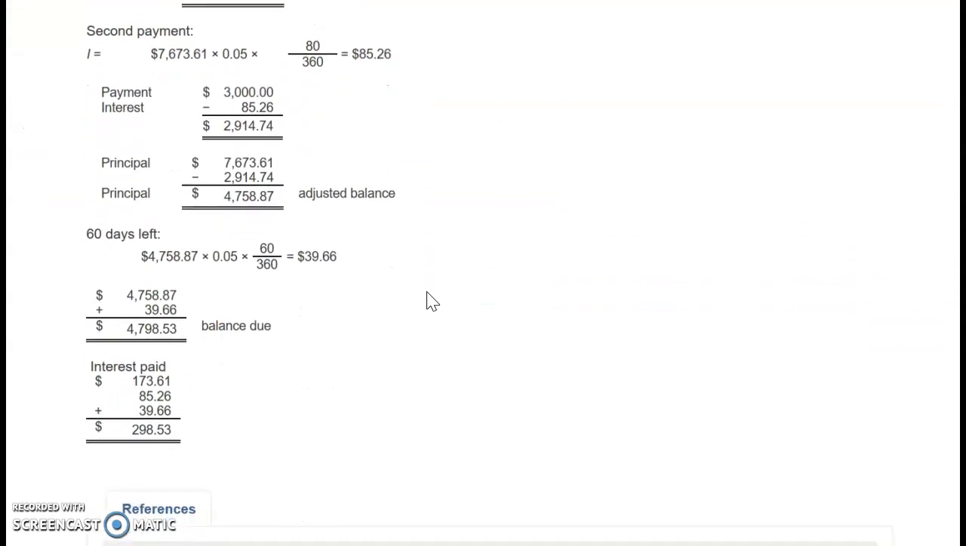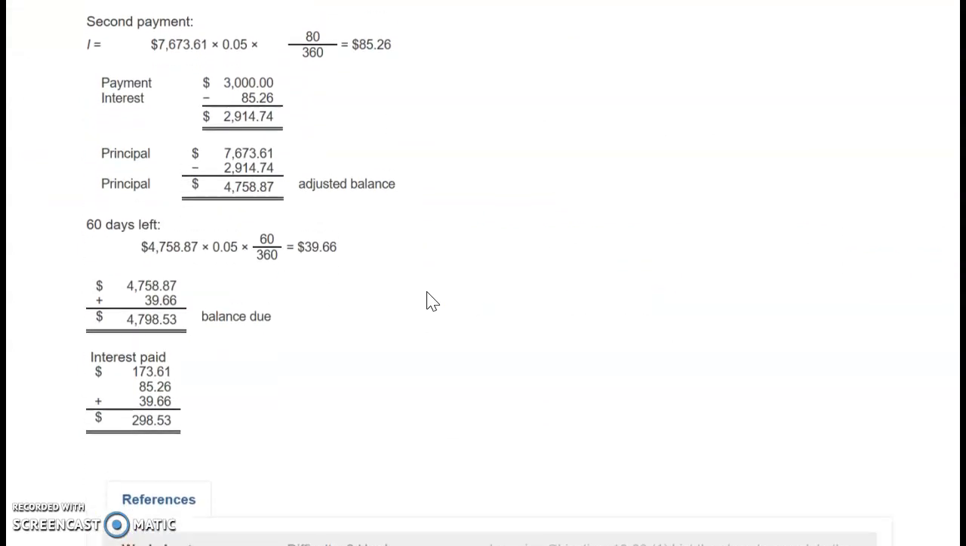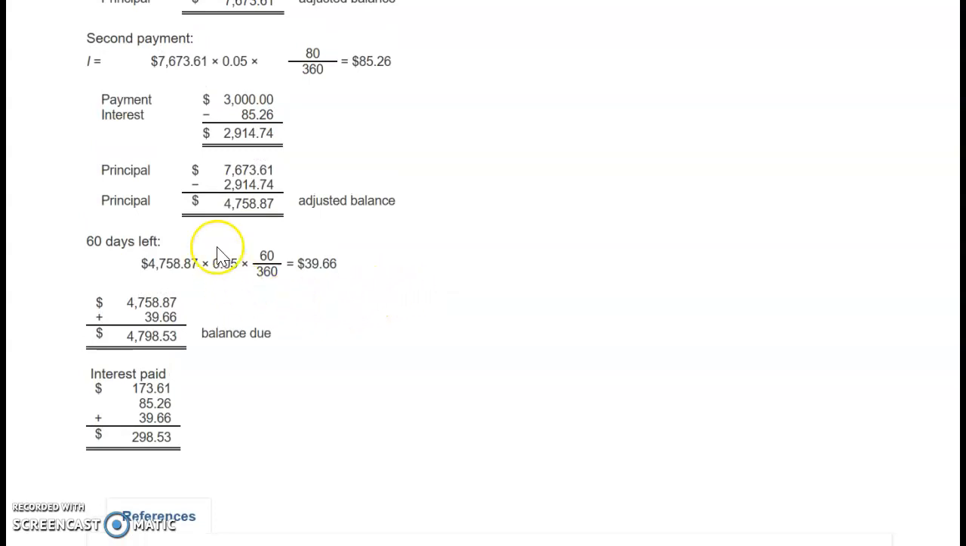So we need to calculate the interest for the remaining days on the adjusted balance. Now our adjusted balance is $4,758.87. So we're going to take that adjusted balance times the rate times, I'm sorry, I said 80 days. It was actually 60 days left. 60 over 360, and that gives us $39.66. This is the amount of interest owed on the adjusted balance for those last 60 days.